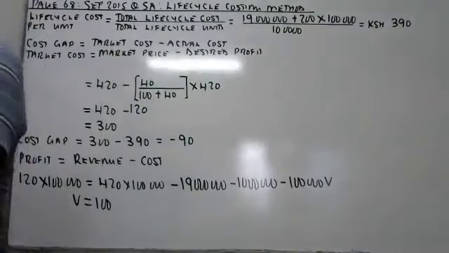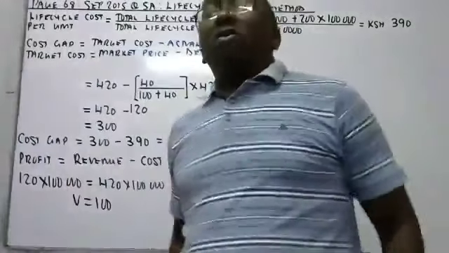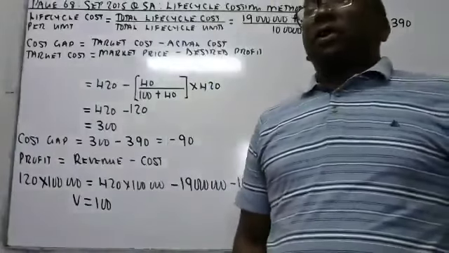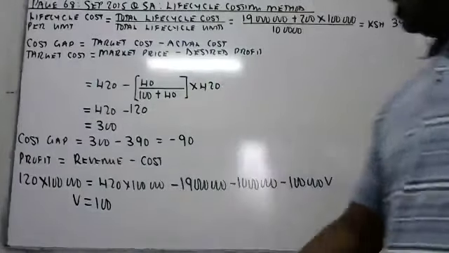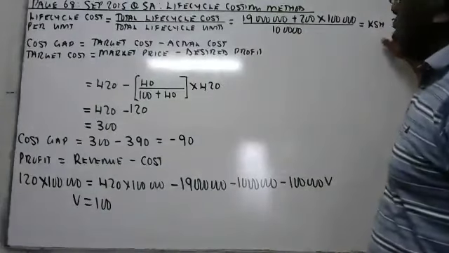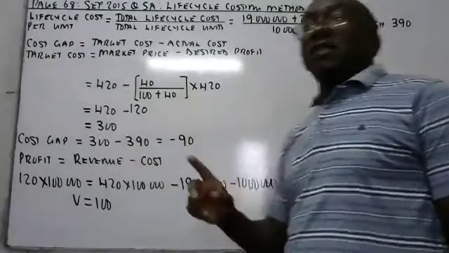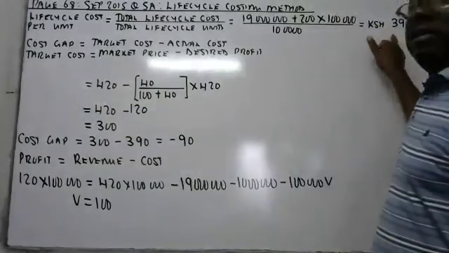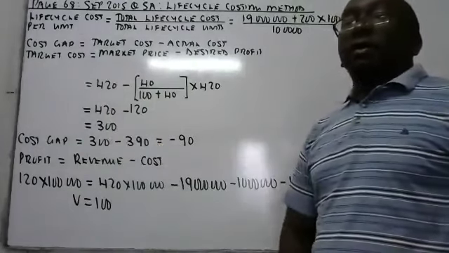Now, the question is asking us how we can reduce the cost. Now, this one, you can just give one sentence as the answer. You just reduce your cost. Because we have seen the actual here is more than the target. So you must look for ways of moving this cost from 390 to 300. It's as simple as that.